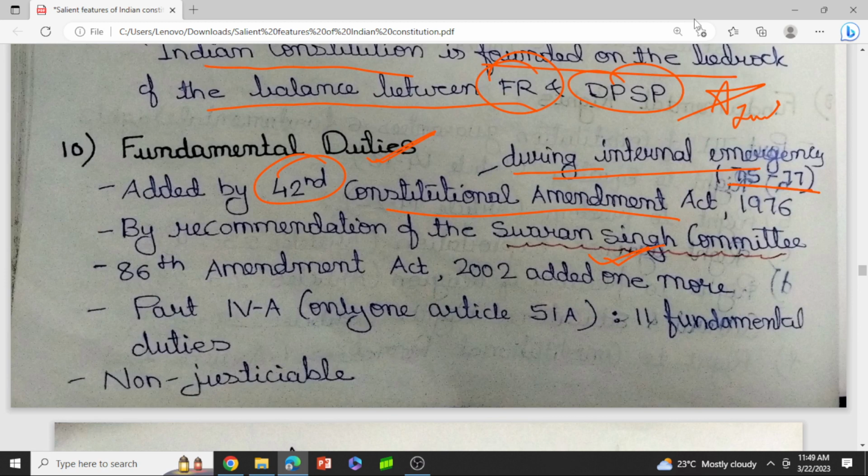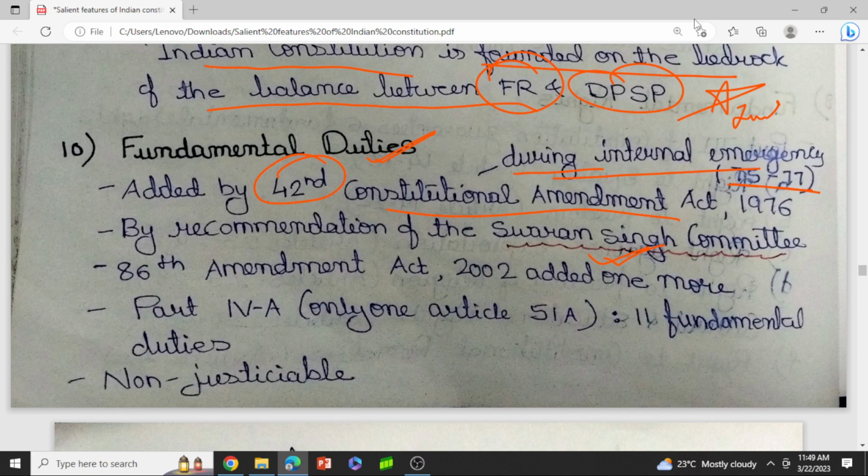By the 86th Amendment Act 2000, one more fundamental duty was added into Part 4A. Only one article is there and there are 11 fundamental duties. Again, they are non-justiciable in nature.